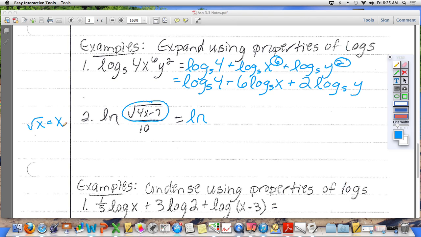Not -1. X to the 1/2 power? Yes. What if you have the cubed root of x? That was the same thing as x to the 1/3 power.